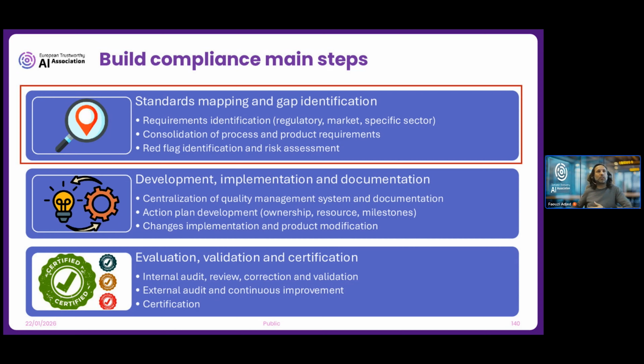Once this first step is done, we develop, we implement, we document. We have to implement the quality management system, and we have to develop an action plan and implement changes and modifications of the product to be aligned with the product or service we want to put on the market. And of course, the third one is evaluation and validation, and certification when it is needed. So the first one is, of course, the internal audit, and the second one is the external audit, and then the certification when the product needs this certification.